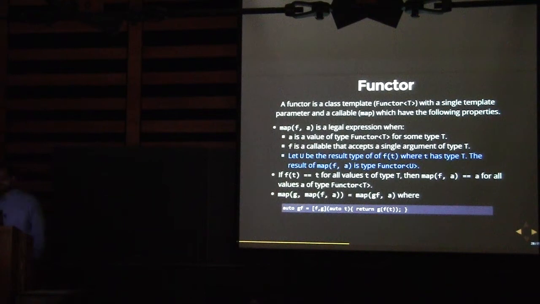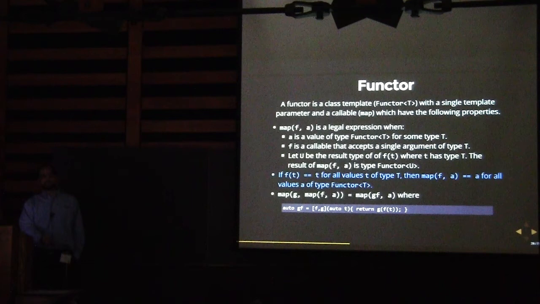This is going to make a lot more sense when I give you the easy explanation. So if you have f of t equals t for all t of type T, in other words, if you have some function which is the identity function, then if you map the identity function onto these functors, you're going to get the same value out.